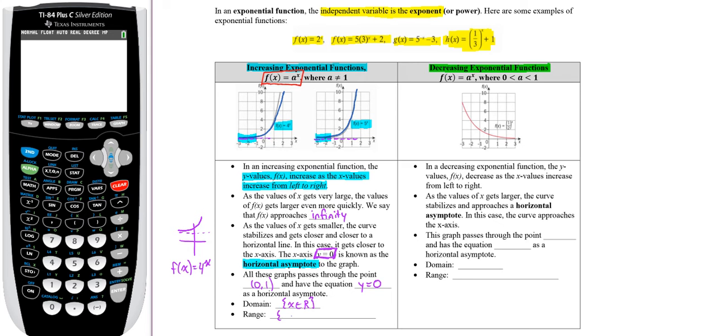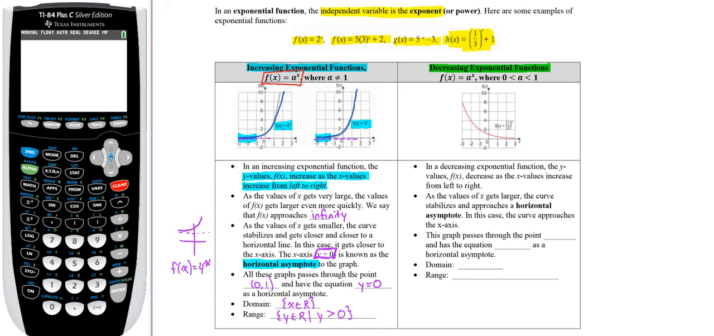Now for our range, we have to consider the asymptotic behavior. Our range will be real numbers, but y has to be greater than 0. It can't be greater than or equal to, because as we talked about, y will never equal 0. So it can be greater than 0, but never actually equal to.